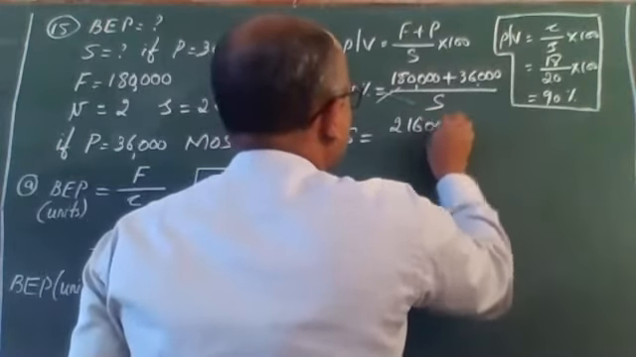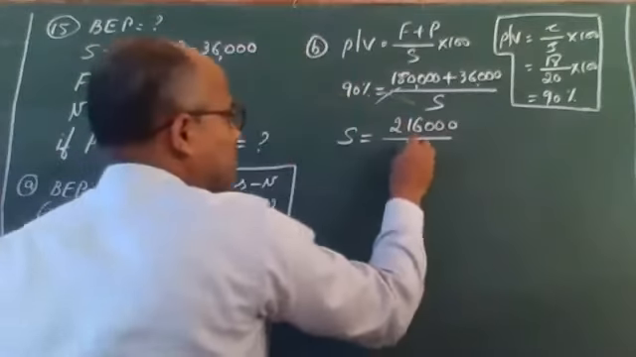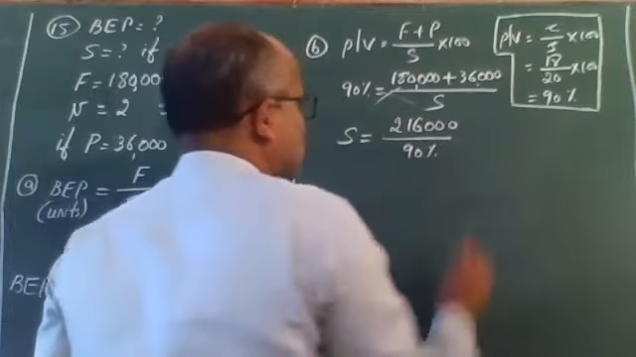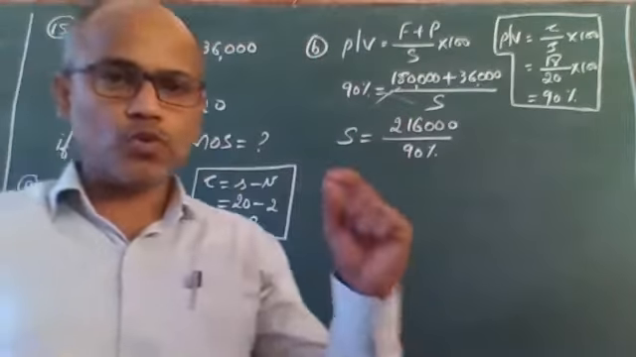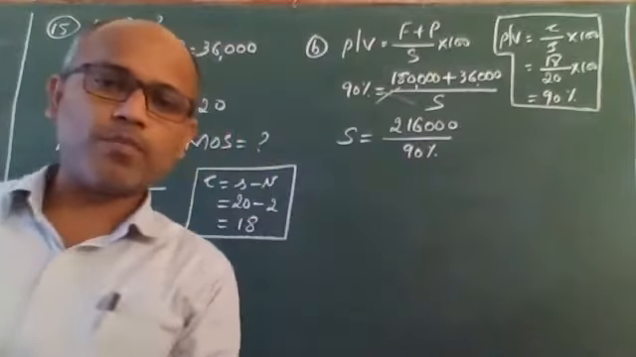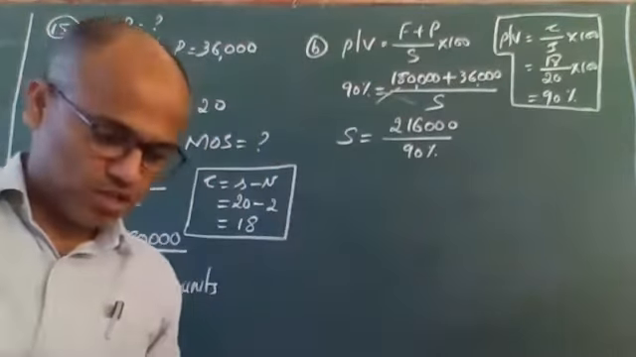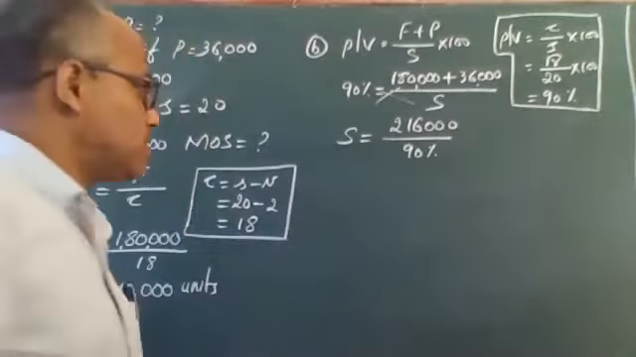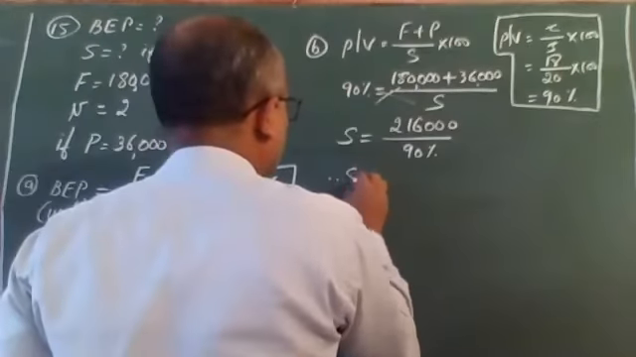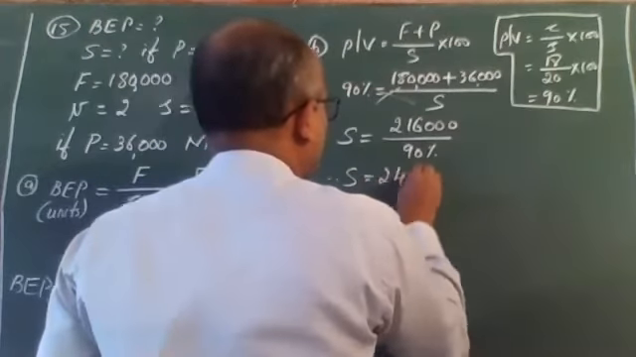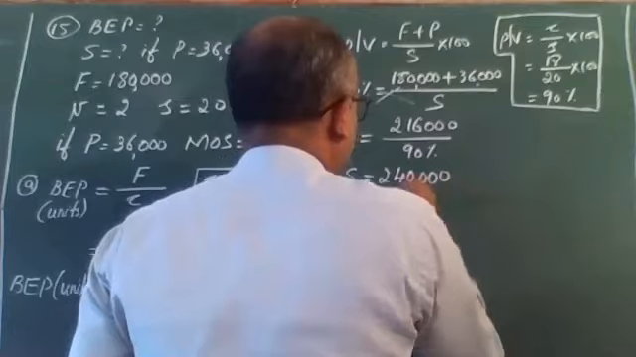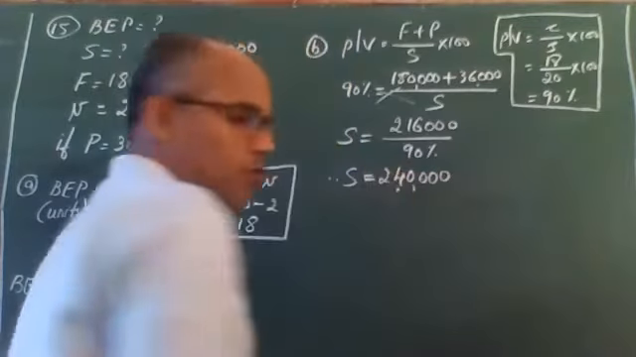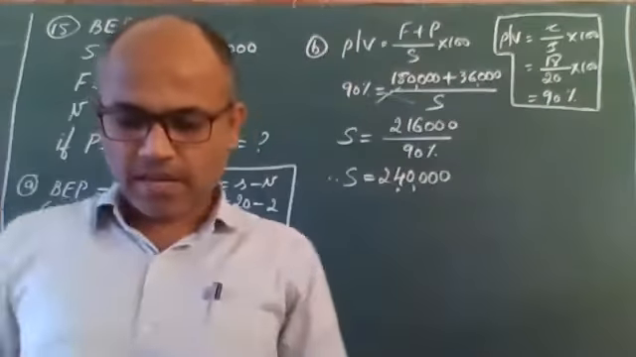16,000 divided by 90% comes here. So in your calculator, you will take 2,16,000 divided by 90%. What is your answer, guys? Is it 2,40,000? This is 2,40,000 rupees, my second part.